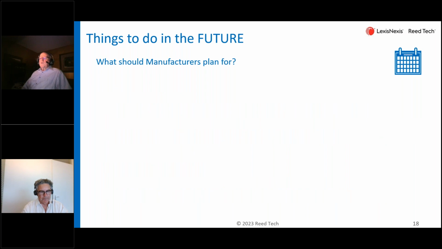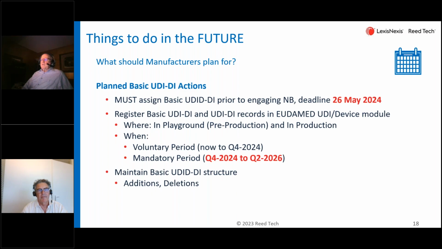Mm-hmm. Now, looking forward, there's some timelines. There's actually some deadlines that need to be on the calendar, and you definitely don't want to miss these for various reasons. But do you want to highlight some of the things that need to be on the calendar with a big red circle around them? Yes. 26 May 2024 has a big red circle.